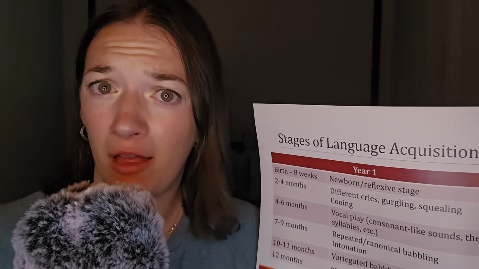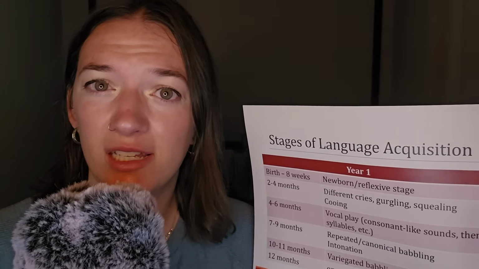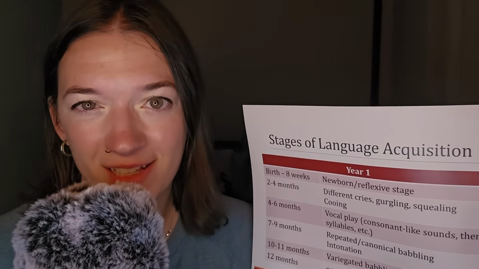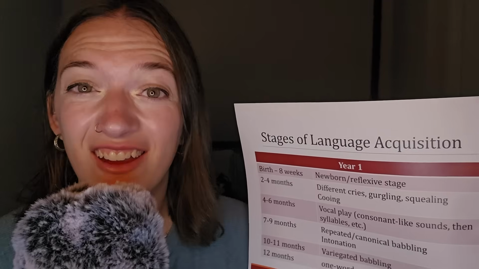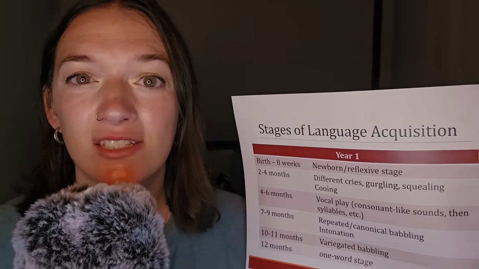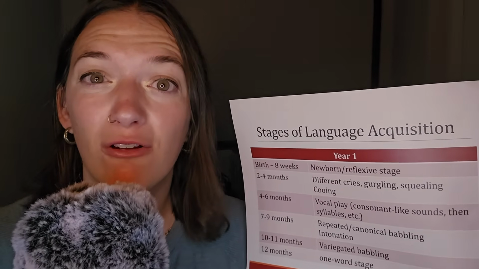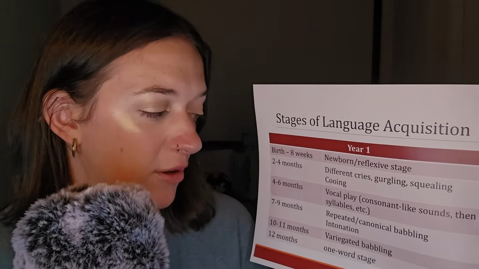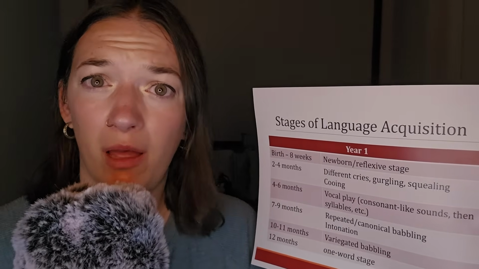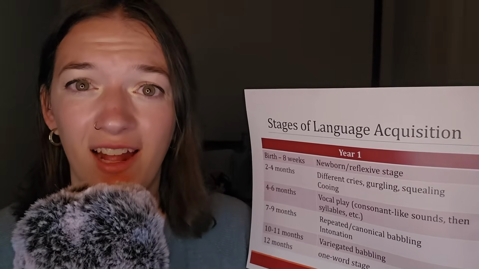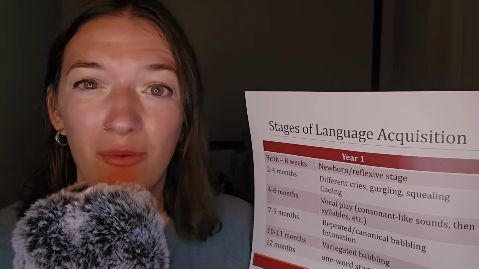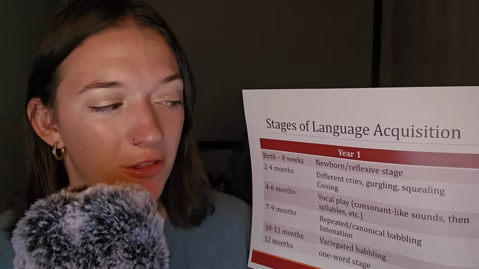Ba, ba, ba, ba, ba could be a question. Mama, mama, ma is something like a declarative utterance. So children start to copy the intonation that they hear really, really young. They start to play with the intonation and pitch of how they're speaking.